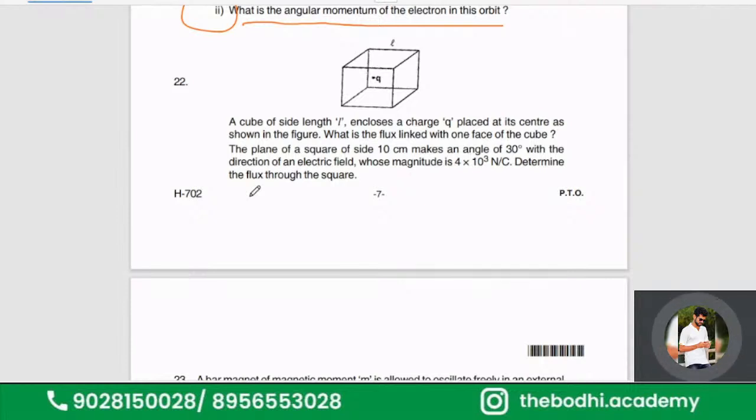And the second part: the plane of a square of side 10 centimeter makes an angle of 30 degrees with the direction of an electric field whose magnitude is given. Then determine the flux through the square. Okay, let's start. Step number 1: let's see how many faces a cube has. A cube has 6 faces.